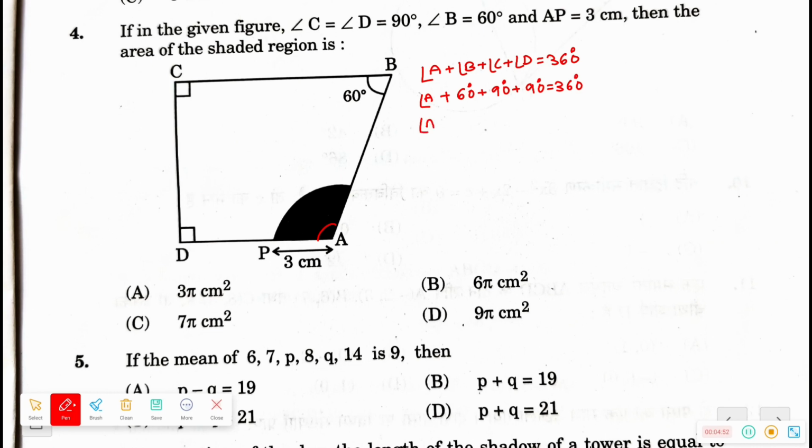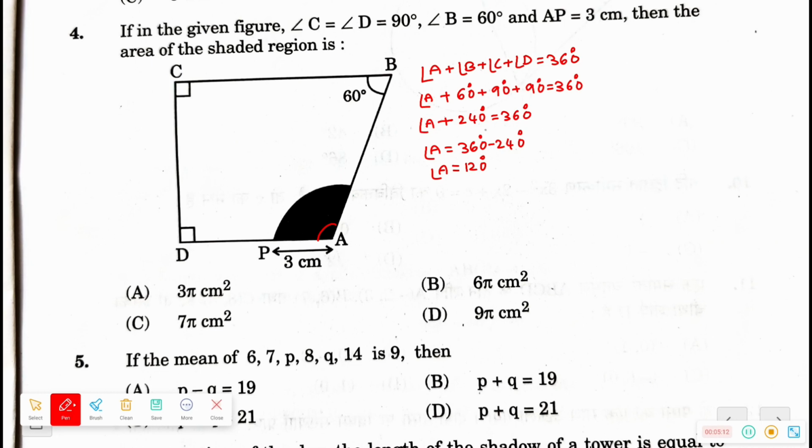That is angle A plus the sum of these, 60 plus 90 plus 90 is 240, is equal to 360 degrees. So we can write angle A is equal to 360 minus 240 degrees, which is 120 degrees. Angle A is equal to 120 degrees.